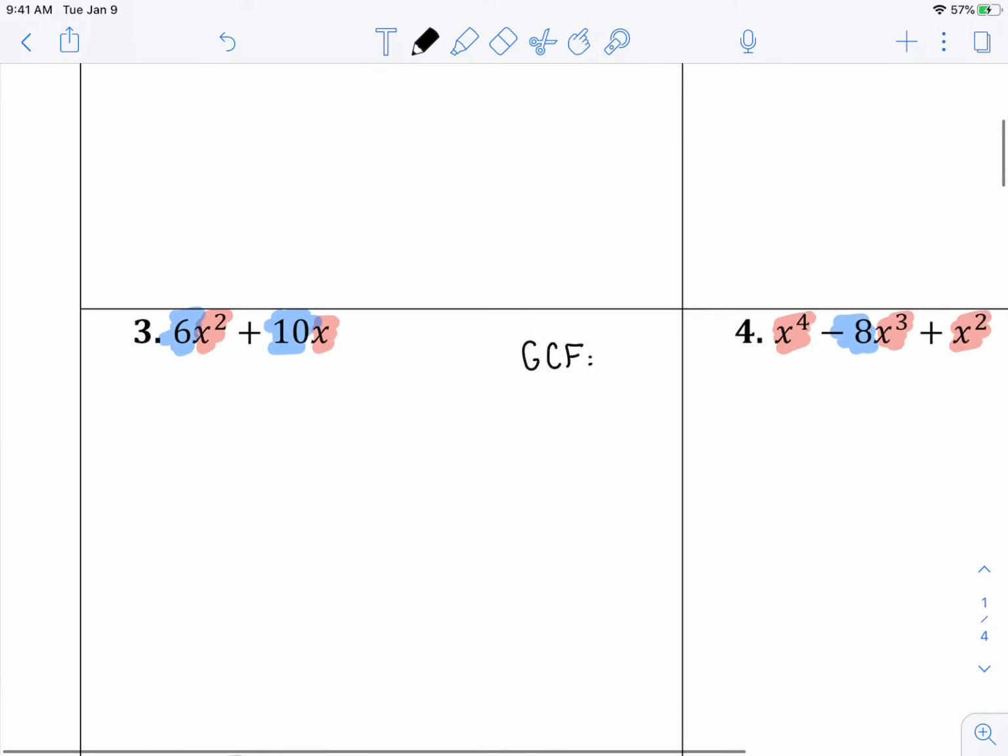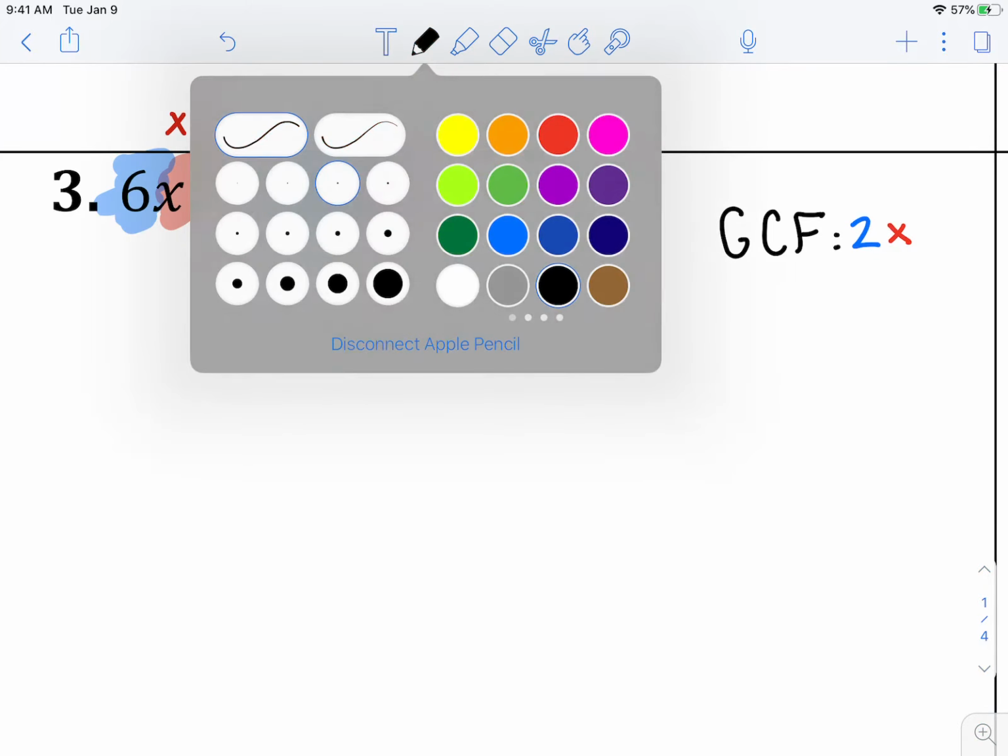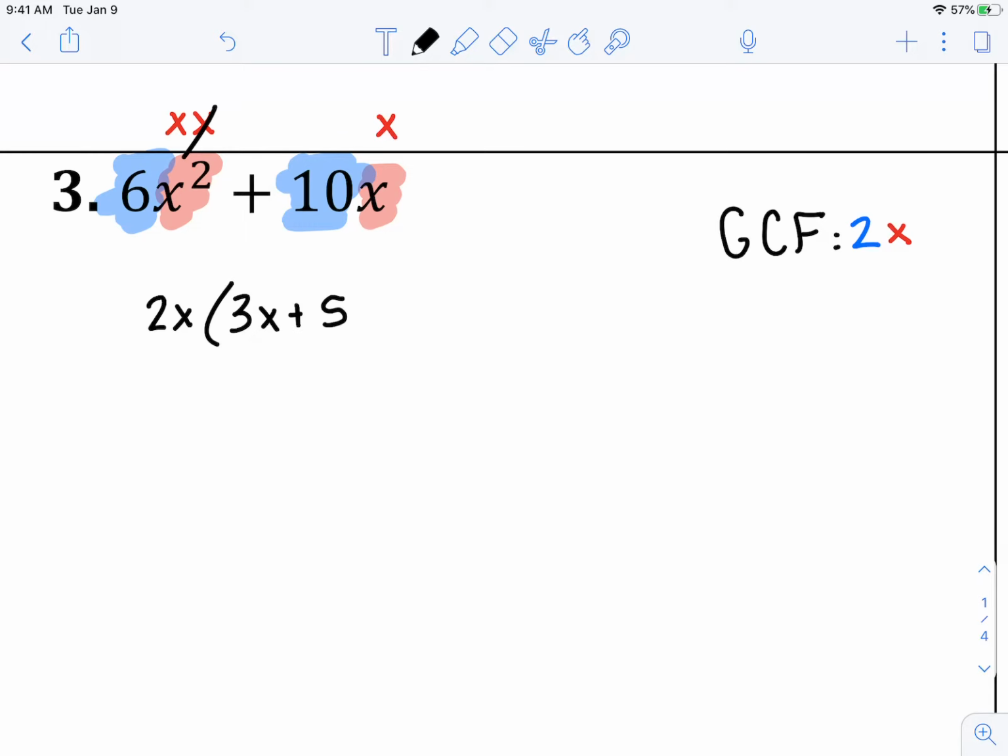All right, if I look at my third one, let's look at our coefficients first. So the 6 and the 10. The greatest factor that they share is going to be a 2. And then if I look at the number of x's, this one has 2, this one has 1, so they just share 1. So my GCF is 2x. Pull that out. So if I do 6 divided by 2, that's 3. I took 1x away, so that's 3x. And then if I do 10 divided by 2, that's 5. And I took 1x away, so that's just 3x plus 5.